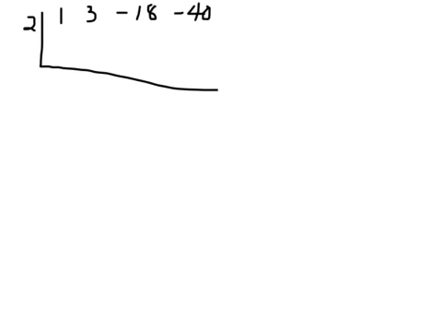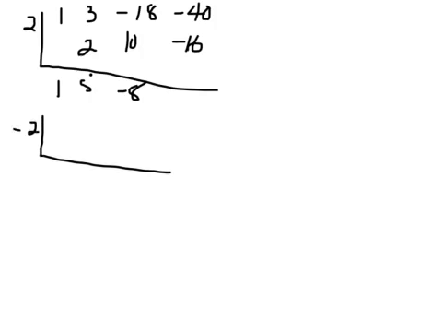Let's go on and let's try 2 and negative 2. We'll try 2 first. So it's 1, 3, negative 18, negative 40 again. We're going to drop down my 1. 2 times 1 is 2. 3 and 2 is 5. 2 and 5 is 10. Negative 18 and 10 is negative 8. 2 times negative 8 is negative 16. It's not going to add up to 0. Let's try negative 2. This may go on forever, and I'm probably going to run out of video here in a minute. I'll probably have to stop, but this is the process I'd have to go through.